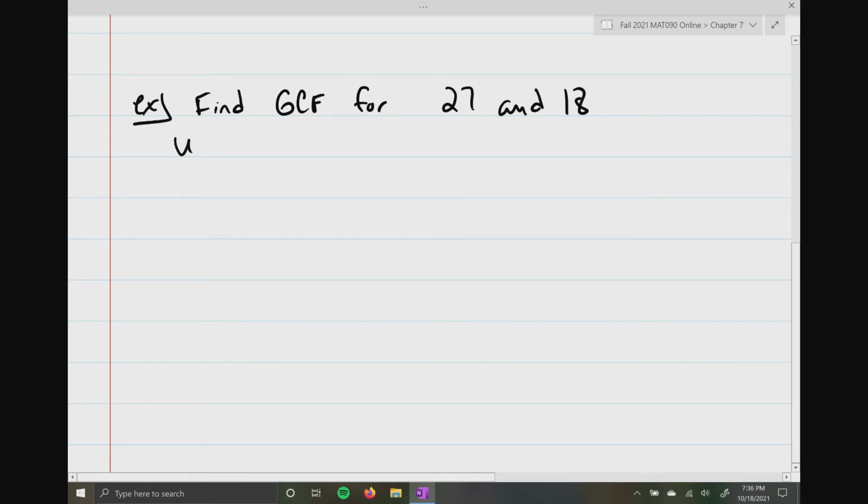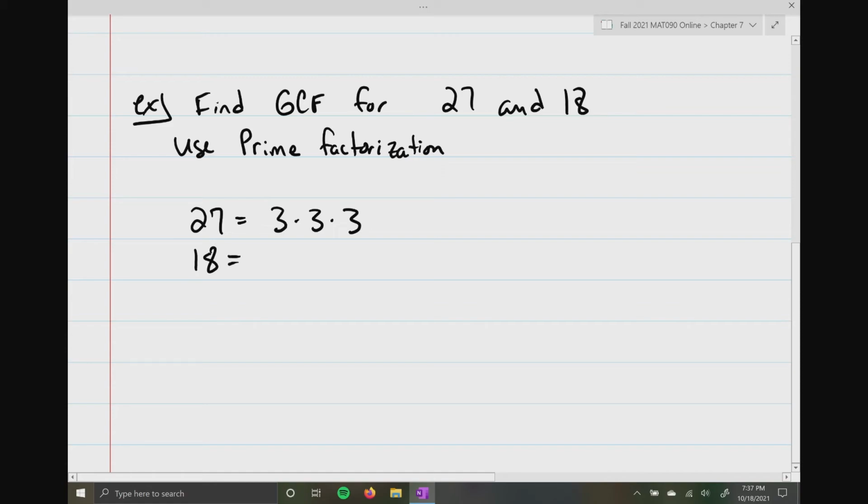Now, the process on which we do this, you already know, which is fantastic. So we're going to use good old prime factorization. Boy, if you haven't learned anything in this class about me, hopefully you've learned that I love prime factorization. So what I'm going to do is break down 27. So that's going to be 3 times 3 times 3. And then 18 is going to be 2 times 3 times 3.